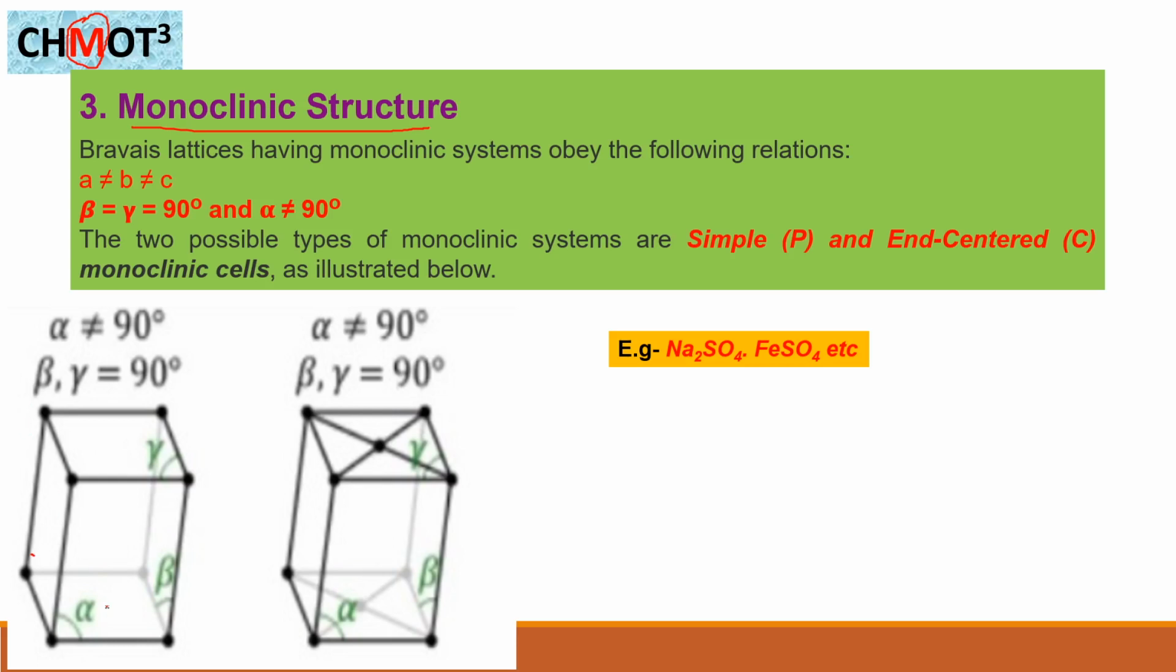It means if we consider this is A, and this is B, and this we can consider C. Okay, so these edge lengths are not similar. It means A is not equal to B is not equal to C, but if we calculate the angle, beta is 90 degrees. Here the angle gamma is equal to 90 degrees, but alpha is not equal to 90 degrees.